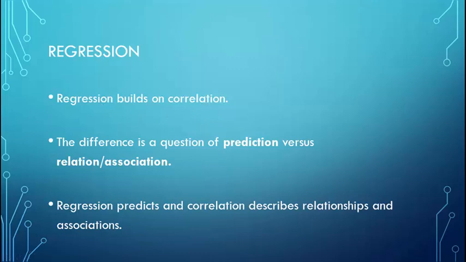And what you'll see today is that correlation, as we talked about, is about how two variables are related or associated. We talked about the strength of the relationship and the direction of the relationship between two variables. Whereas with regression, we're going to start to talk about prediction, which is the next step, which you'll see today. So regression predicts, and correlation describes relationships and associations.